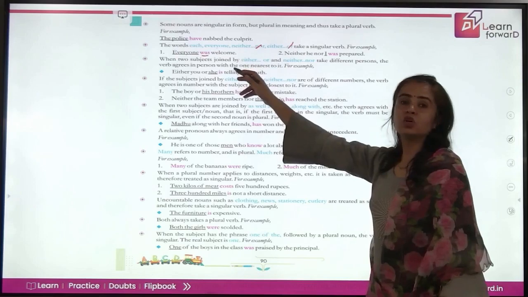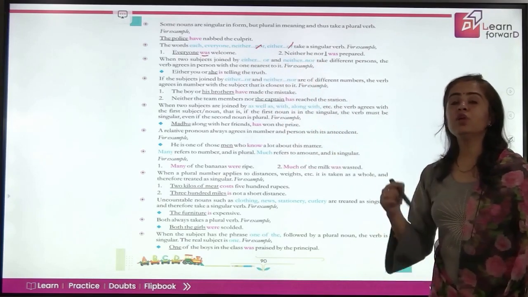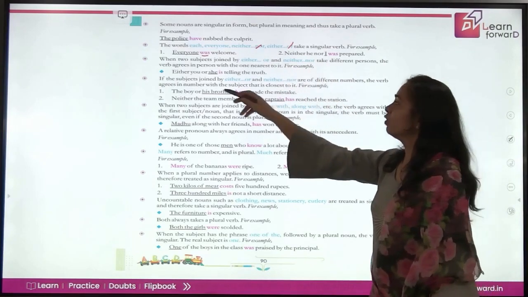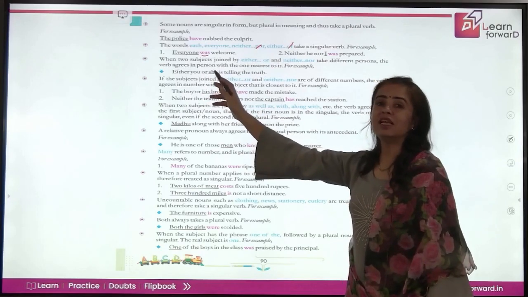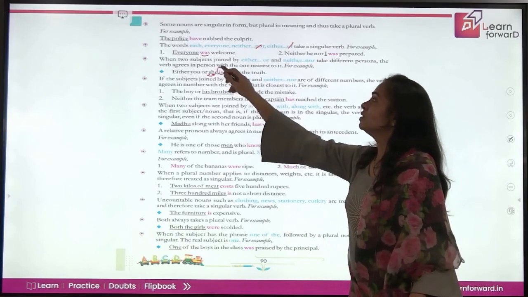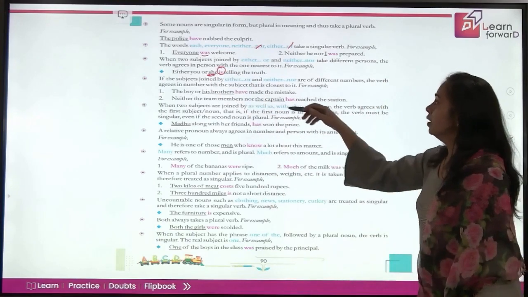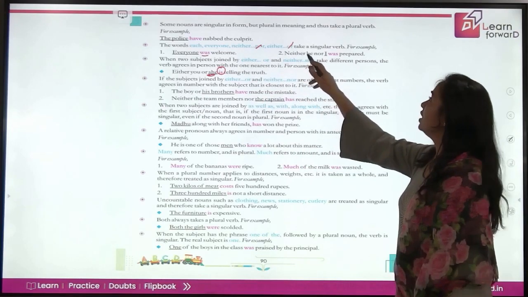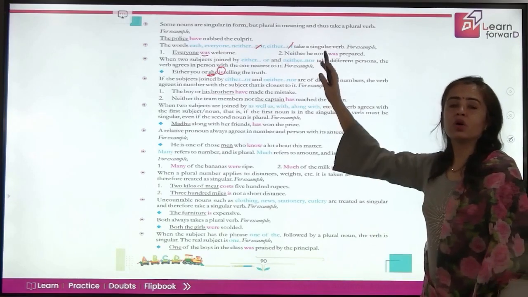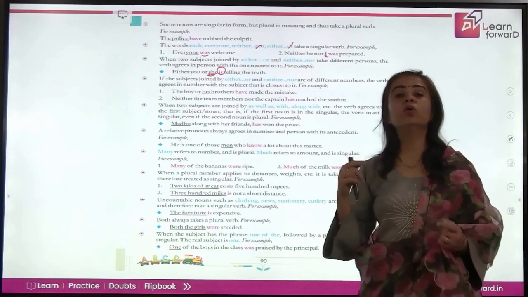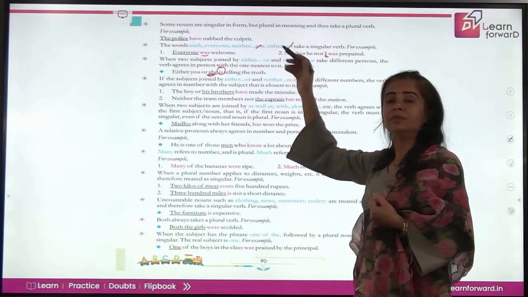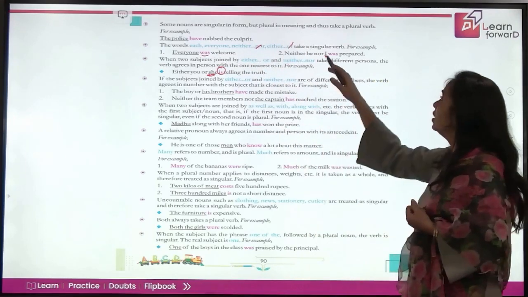When two subjects are joined by either or, neither nor, then we look at the later part of the subject which follows or, nor, right? For example, either you or she. So which is the later part of the subject? She is the later part which follows or. So this will be singular because she is singular, right? Similarly, when you look here, neither he nor I, so the subject here is I. We will use the verb according to the later subject when we are talking about either or, neither nor, right? But when we talk about only neither, only either, then we will use the singular verb there.